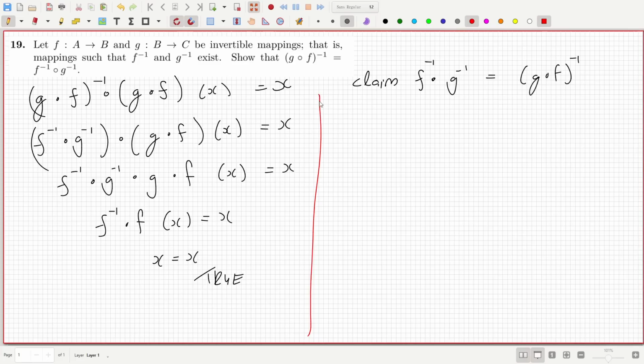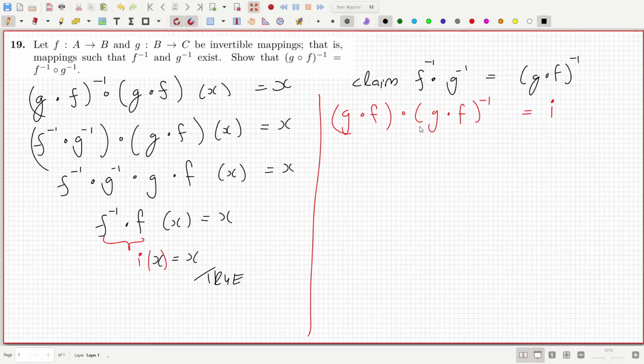Now we'll have to do this again, but from the other direction. So we'll have to say G compose F, compose G compose F inverse of X should equal X. Or in other words, that should be the identity mapping, that nothing takes place. That's often called that, I think, identity mapping. I of X is just X.